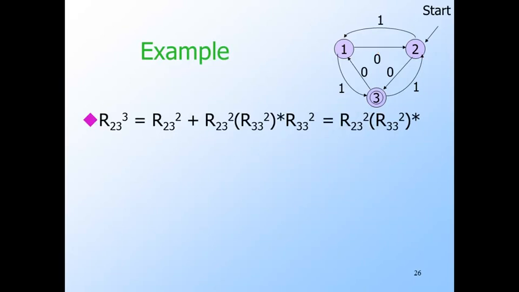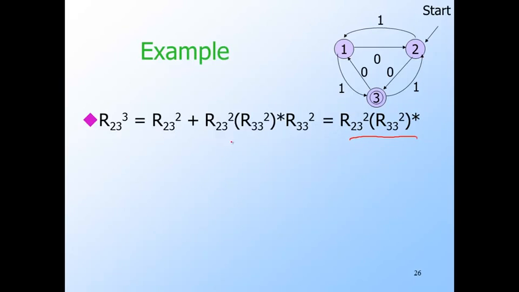Here's the expression for R23 super 3 in terms of the super 2 expressions. This expression is special because state 3 appears in two places as both k and j, and as a result we can simplify it as shown to R23 super 2 concatenated with R33 super 2 star. The reason is that if E is any regular expression, such as R33 super 2, then E star E is the concatenation of one or more E's.